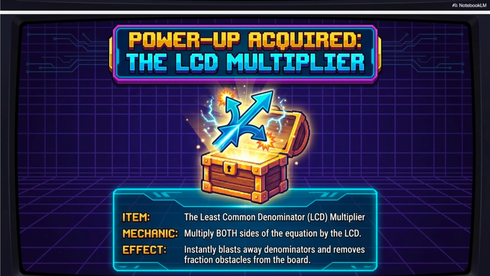This slide shows the most important tool in the whole lesson, the LCD, or least common denominator, or least common multiple. The idea is simple. Multiply both sides, or every term in the equation, by the LCD. That clears the denominators and removes the fractions, so you can work with a much cleaner equation.